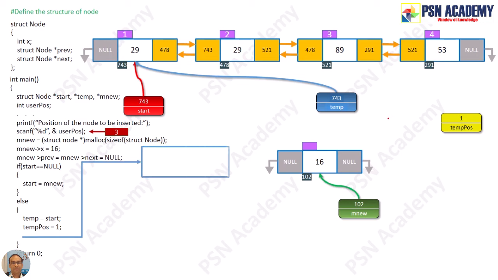Next, we write while temp pos is not equal to user pos. Why? Because our plan is to take the temp to that position where the user wants to insert the new node. Now, for this specific case, the user wants to insert the node at the third position. So, we want our temp to stand at the third position here.